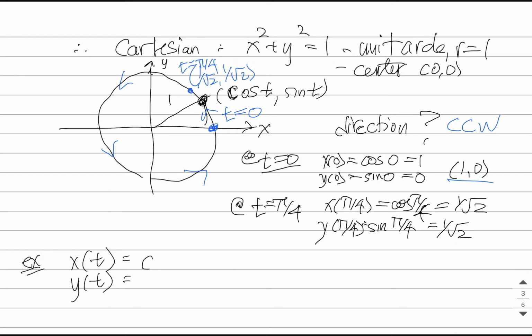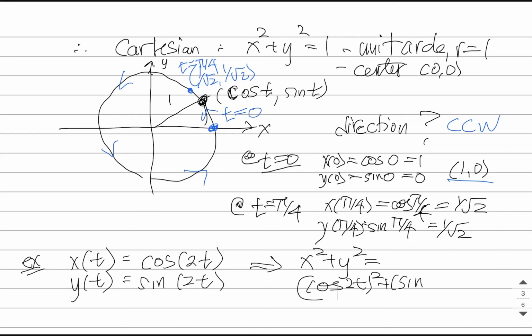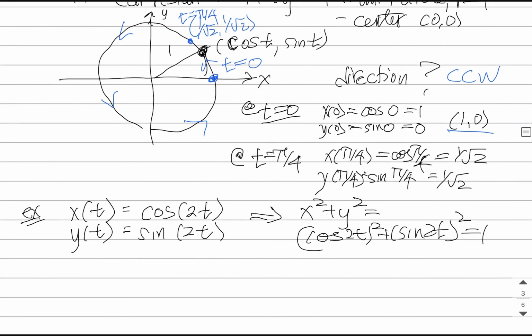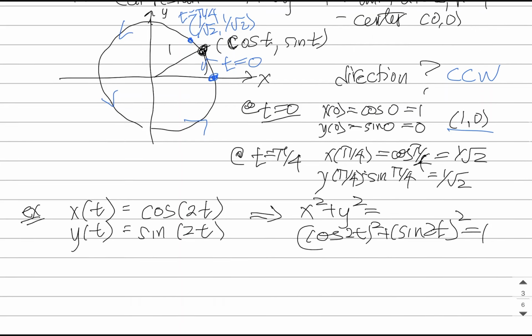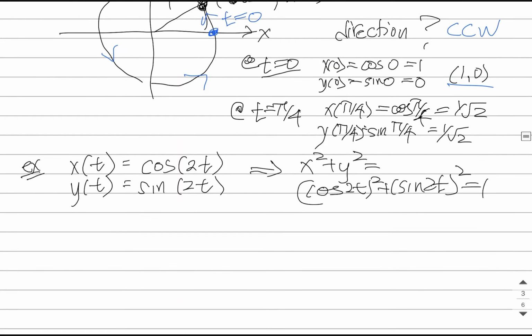forms. So for instance, if I were to tell you cosine of 2t and sine of 2t, this will also produce a unit circle. I'll get cos 2t squared plus sine 2t squared. This will still be 1. It doesn't matter what the argument on the inside is. We will still get a unit circle. But there's going to be a difference as compared to what we did above.